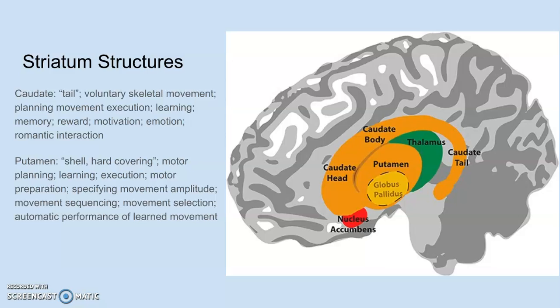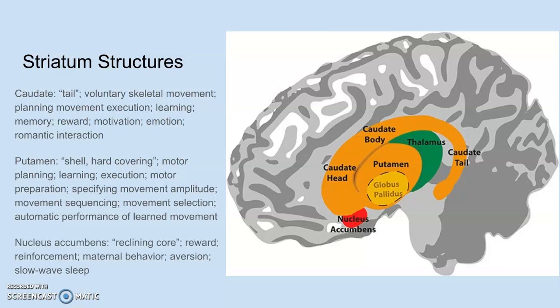The putamen, which is there in the center, means the shell, or hard covering, and it is responsible for regulating motor planning, learning, execution of motor movement, motor preparation, specifying specific movement amplitude, movement sequencing, movement selection, and the automatic performance of learned movement. The nucleus accumbens, which is that red section down there at the bottom, means the reclining core, and it is responsible for reward, reinforcement, maternal behavior, aversion, and slow wave sleep.